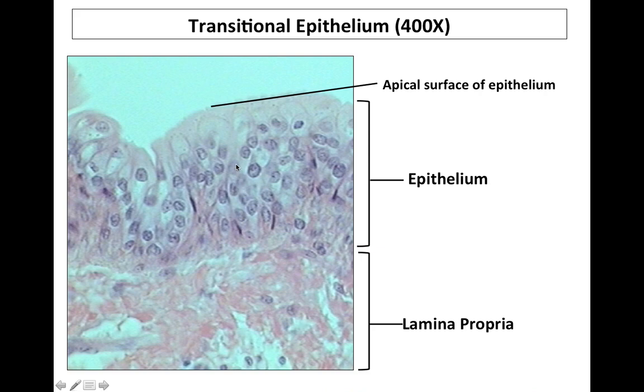And if you look real close, you can usually see cell borders. So here is a plasma membrane of one cell with its nucleus. Here's another plasma membrane with its nucleus, and it sits on top of this one right here. So it's truly stratified, not pseudostratified.